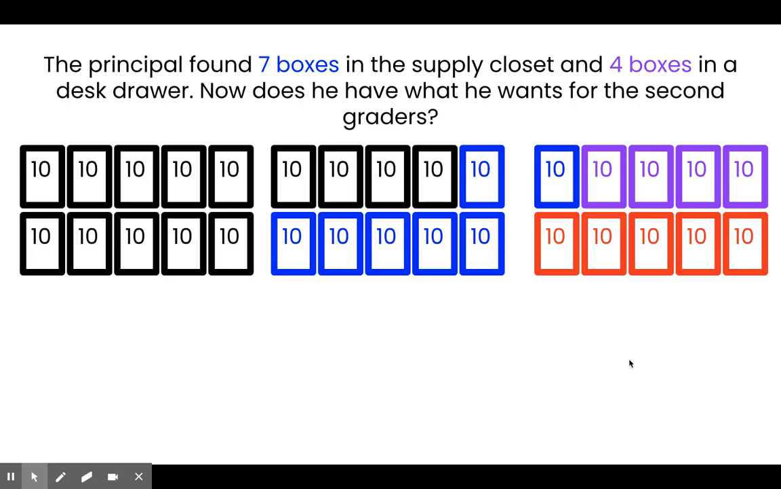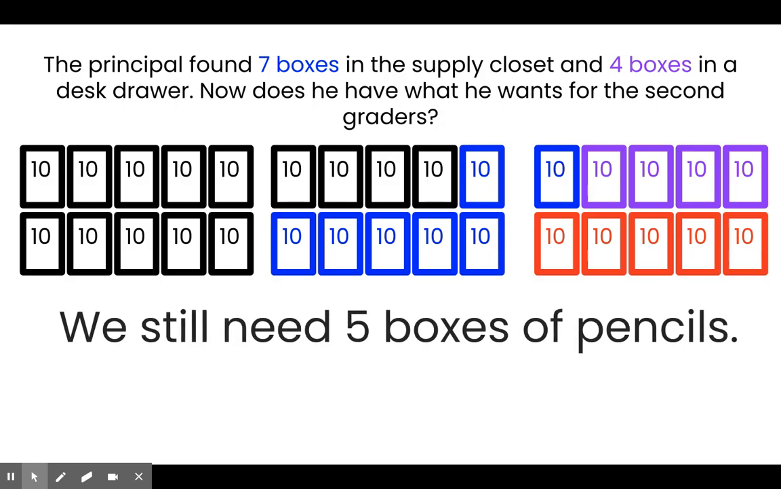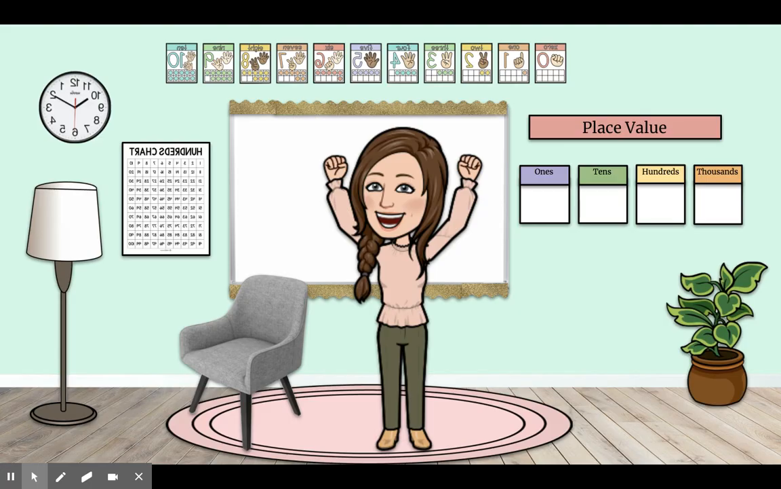No, he does not. He still needs 1, 2, 3, 4, 5 more boxes. That's what you see in red. Those are the boxes the principal still needs to acquire or purchase in order to have enough pencils for the second grade students. He will need 5 boxes of pencils.